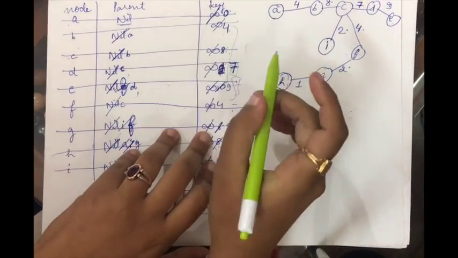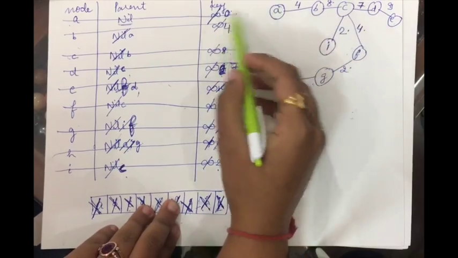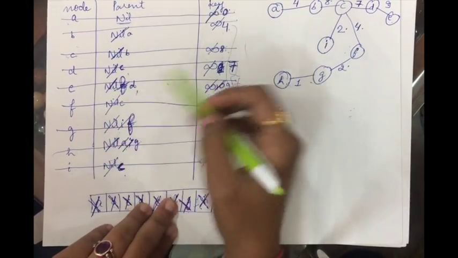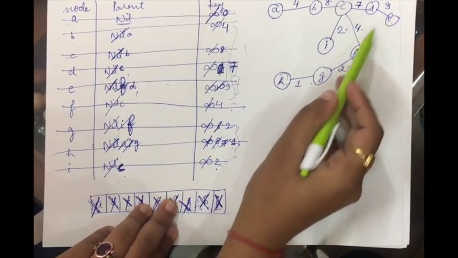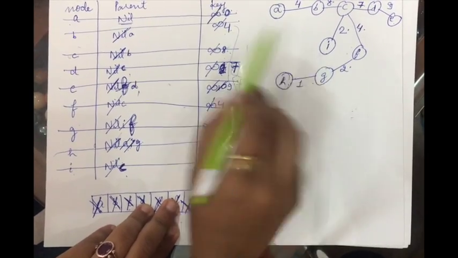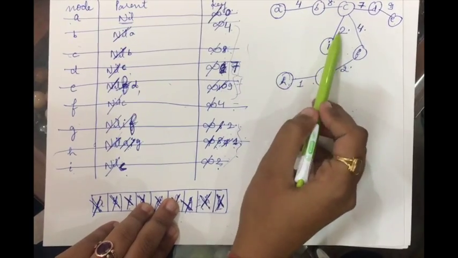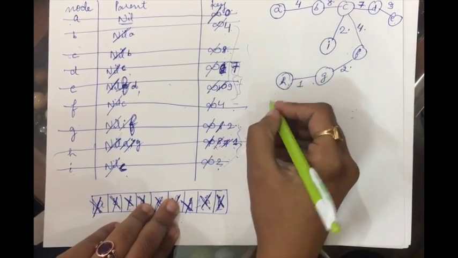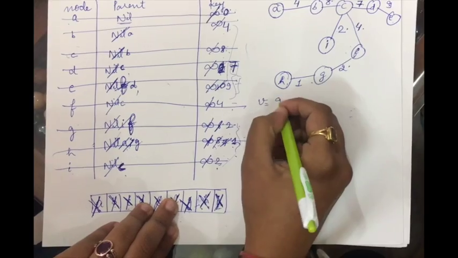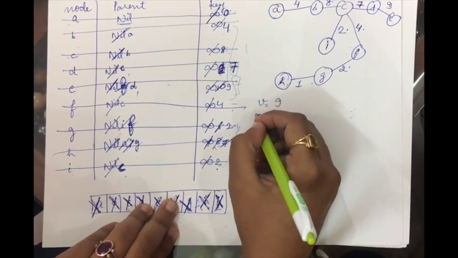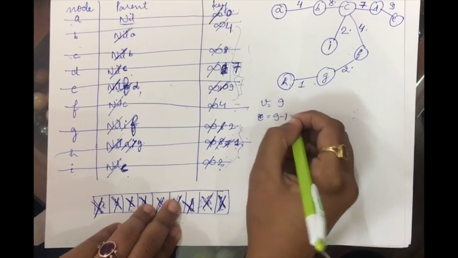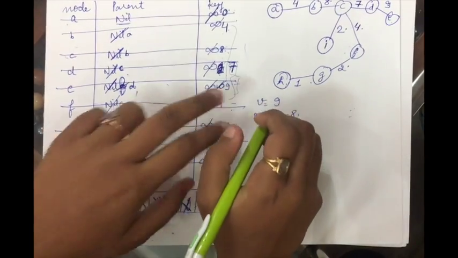Now let us calculate the cost. You can also check that all the nodes A, B, C, D, E, F, G, H, I have been traversed, and the number of edges, that is 1, 2, 3, 4, 5, 6, 7, 8. That is, I have vertices as 9 and number of edges E is equal to 9 minus 1, that is n minus 1 is equal to 8. It is satisfying our condition.